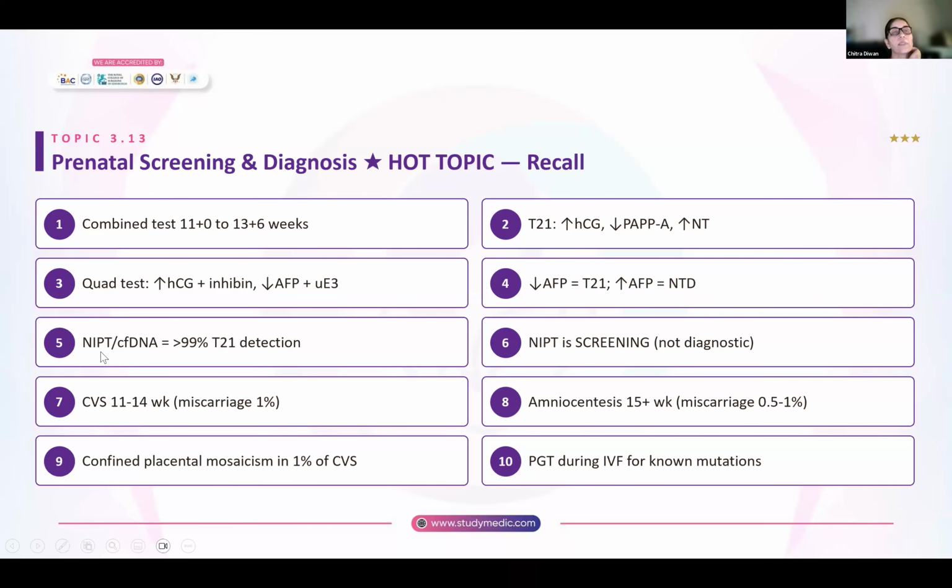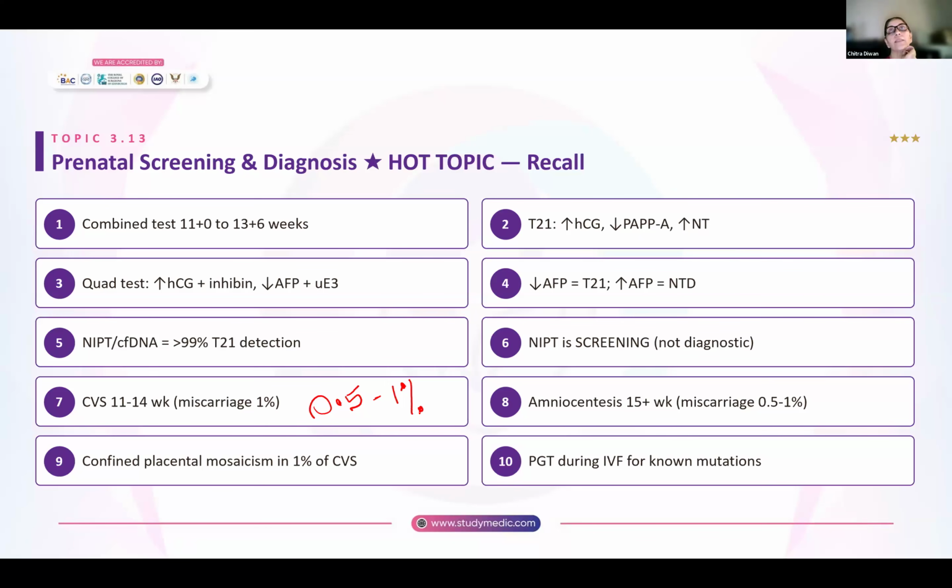Now, NIPT or cell-free fetal DNA is used for screening of Down syndrome, not diagnosis, screening. It is 99% predictive for detection of Down syndrome. Remember, NIPT is a screening tool, it is not diagnostic. With CVS, which is done between 11 to 14 weeks, the rate of miscarriage, the newer guidelines say, is 0.5 to 1%. It is the same both for CVS and for amniocentesis. Amniocentesis is done from 15 weeks onwards. Miscarriage is about 0.5 to 1%.